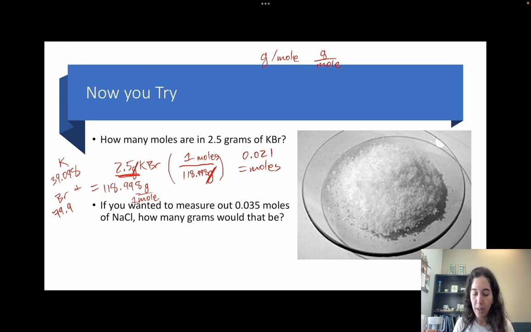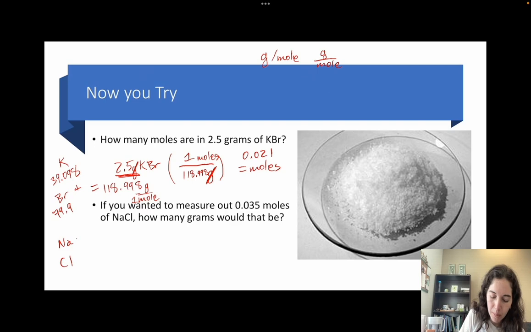Let's try the reverse of this problem. So if you wanted to measure out 0.035 moles of sodium chloride, how many grams would that be? First things first, we need to know the mass of sodium chloride, which means going to your periodic table. So go ahead and go to your periodic table and look up the mass of sodium and chlorine and add those together. And we'll put that mass on here. Okay, so go ahead and pause the video and do that. There will be a quiz question that we'll ask you in a second.